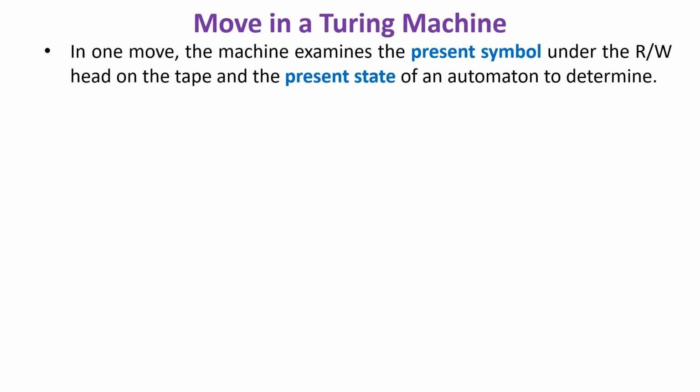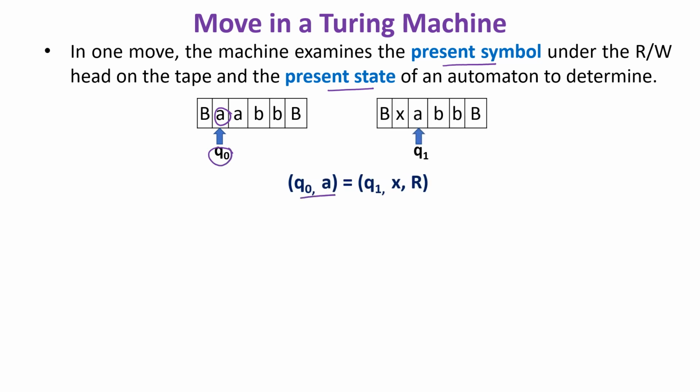In one move, the machine examines the present symbol and the present state. That is, the present symbol is A and the present state is Q0. Q0 A determines change in the state from Q0 to Q1, and change in the input symbol pointed by the read-write head from A to X. So A is replaced by X and the head moves towards the right.